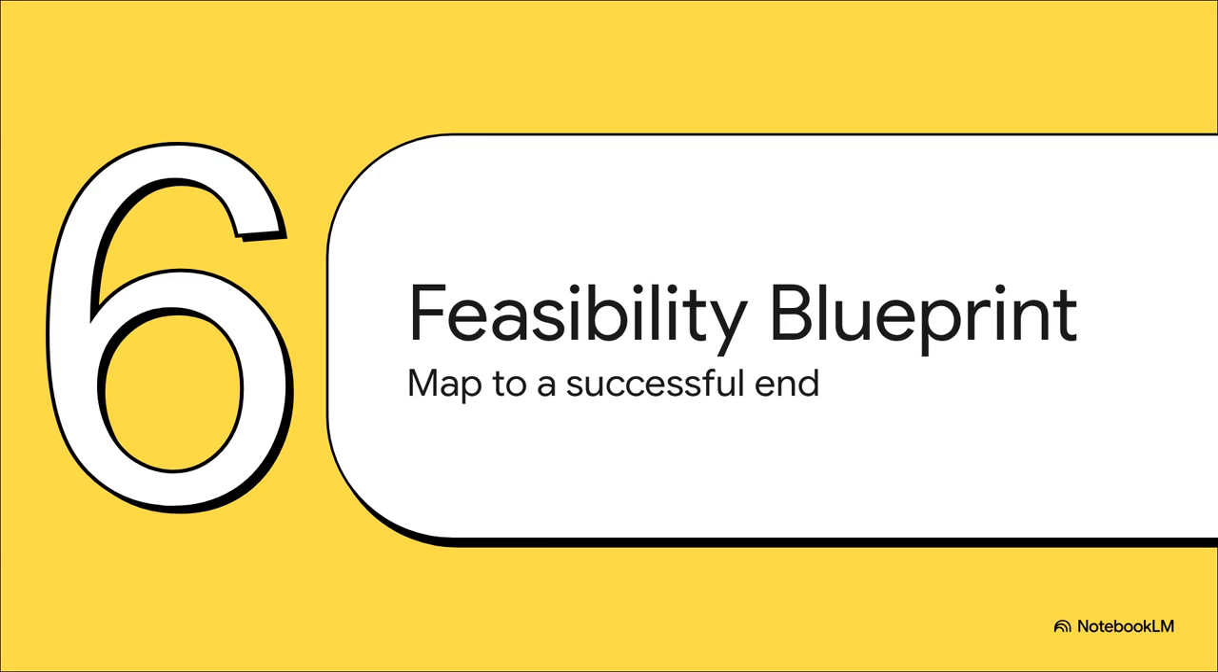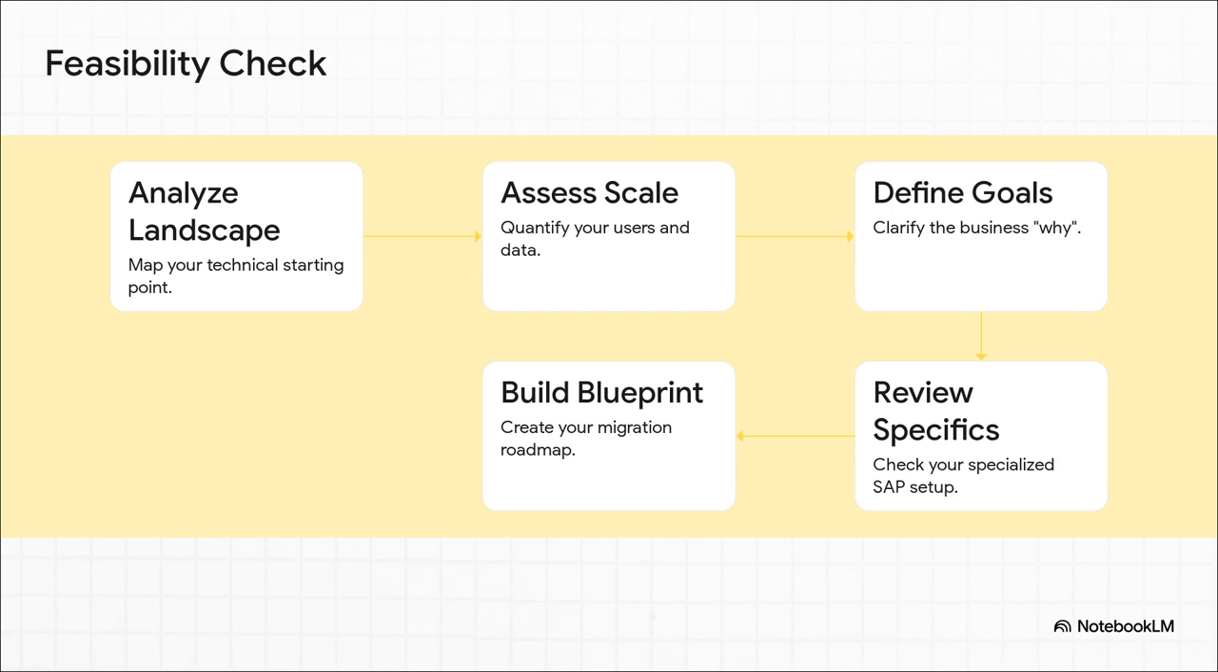And so, after working through all of these questions, from the high-level landscape down to the super specific SAP settings, we finally arrive at our destination for this phase, a complete feasibility blueprint. And there you have it. That's the whole process in a nutshell. You analyze your landscape, you assess the scale of it all, you define your business goals, your why, you review all the specific settings, and you put it all together to build your migration blueprint. It's a really logical flow that takes you from the 30,000-foot view right down to the detailed plan.